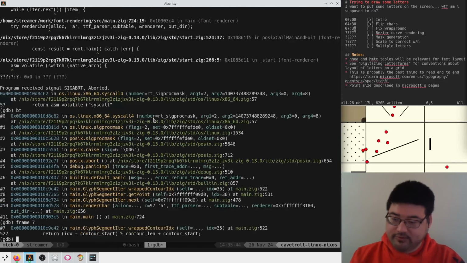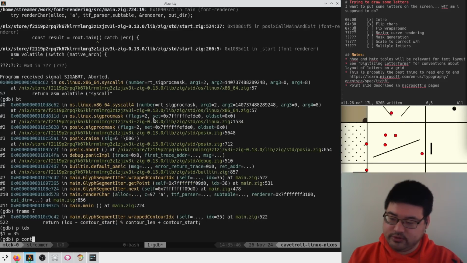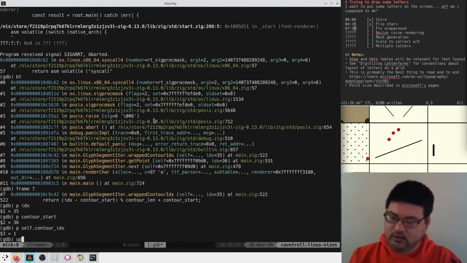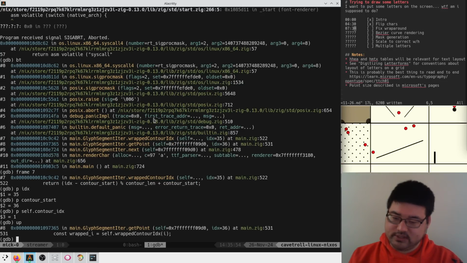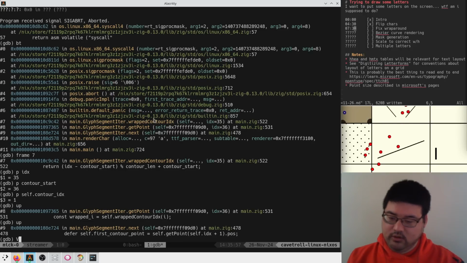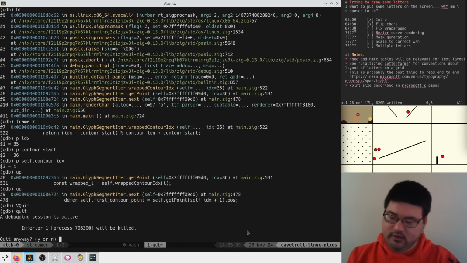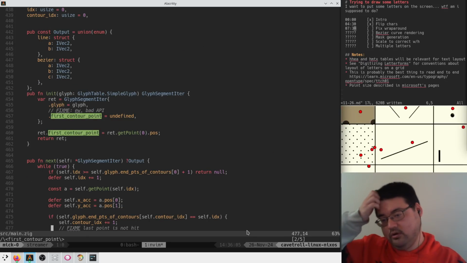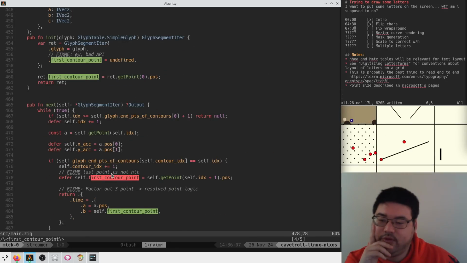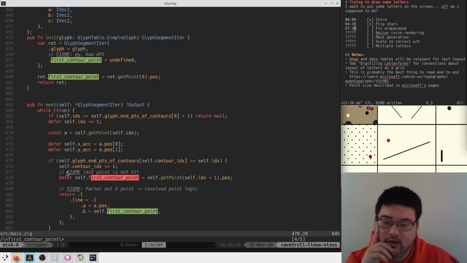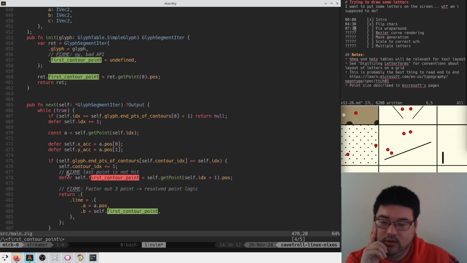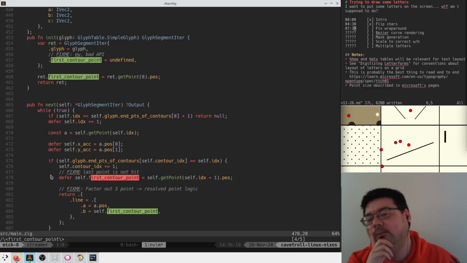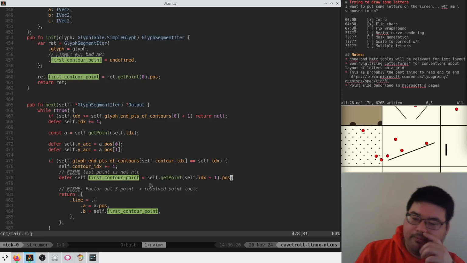So let's look. We have frame 7, we have IDX, contour start, contour index. Is it something to do with like... Yeah, I see. So somewhere we have the first contour point, we adjust later, which is a problem. Yeah, okay.